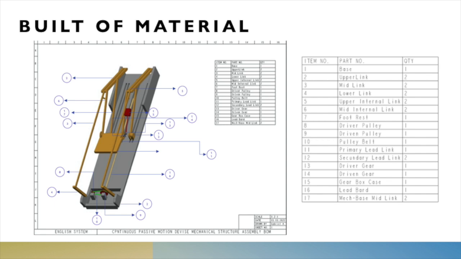For all of this, we have a quantity of one base, one footrest, one driver pulley, one driven pulley, and one gear. Also, we have a quantity of one gearbox case and one LED bar. The rest of the parts are in quantity of 2 parts.